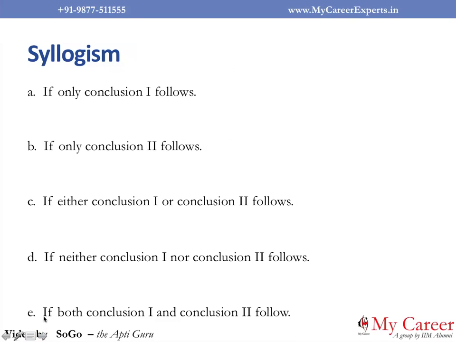In a typical Venn diagram, in a typical syllogism question, you will have 5 options because you will be given 2 statements and you will be asked 2 conclusions. If there are 2 statements, A and B, from them you are given 2 conclusions, 1 and 2. So they will ask if only 1 conclusion follows. They may ask if only 2 conclusions follow.